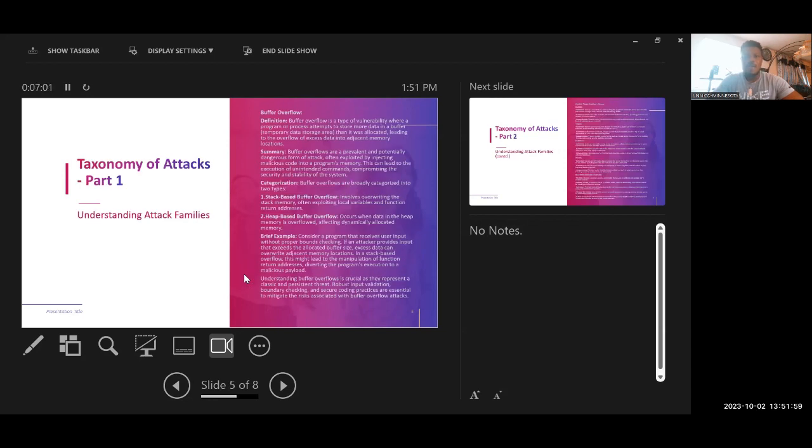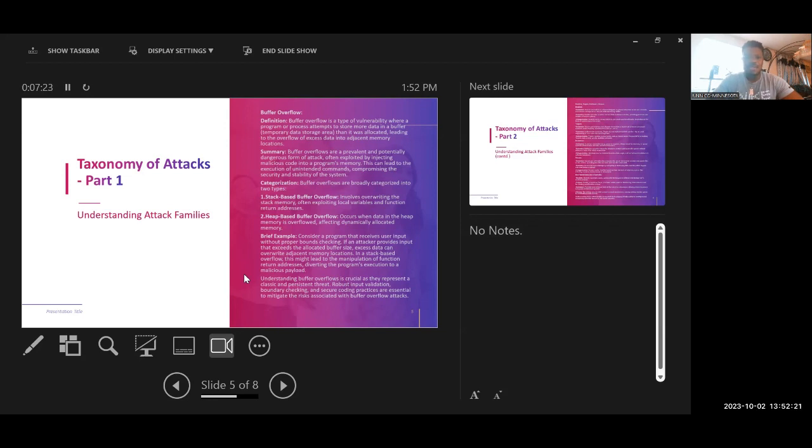Now, then we have buffer overflow. Definition: buffer overflow is a type of vulnerability where a program or process attempts to store more data in a buffer, a temporary data storage, than it was allocated, leading to the overflow of excess data into the adjacent memory locations. Now, this is one of the contributing factors.